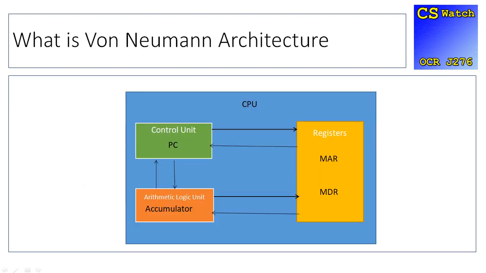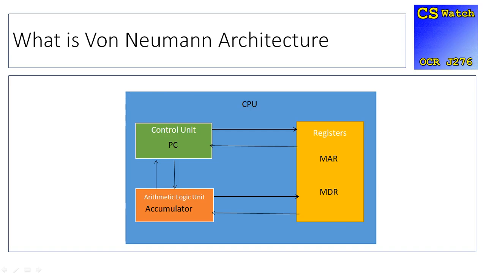So if we have a look at this now, I've added onto it the two registers, the accumulator and the program counter, and you can see how it goes around. The program counter can talk to the registers, can talk to the accumulator, can talk to the control unit, and vice versa. They can talk to each other as well. There's another form of architecture known as Harvard architecture, which isn't part of J276, but it's a nice little interesting tidbit to know. Von Neumann only uses one memory for data and instructions, whereas Harvard uses separate memory for data and instructions. So von Neumann uses one, Harvard uses separate memory, and that's something we'll be looking at shortly.